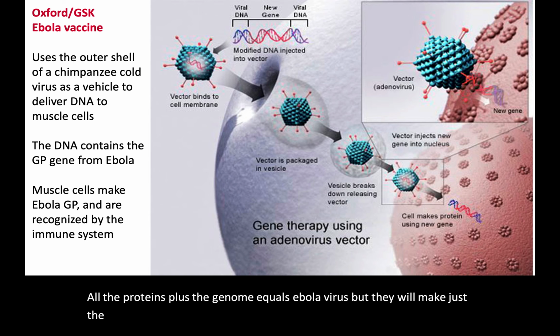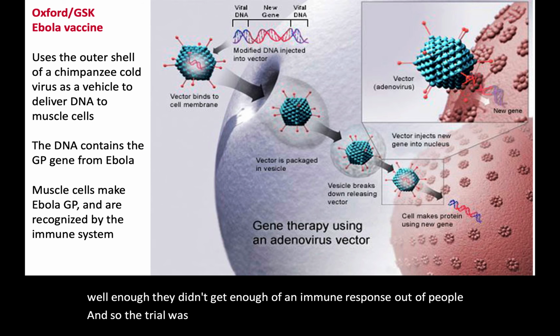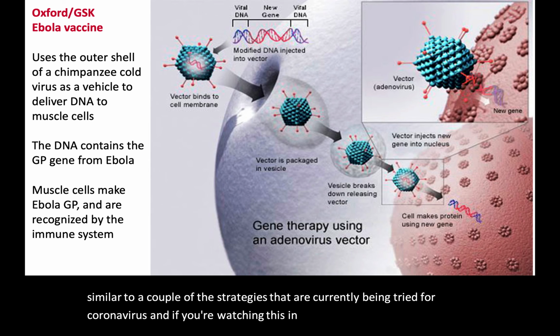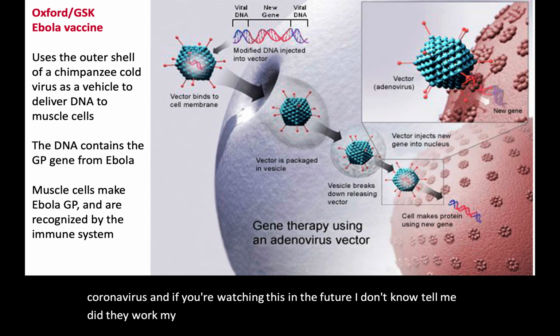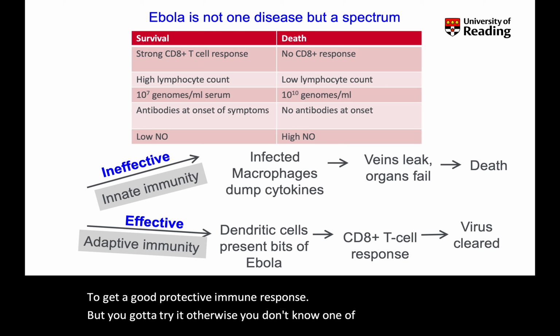And so they tried this out, and it turns out it didn't work well enough. They didn't get enough of an immune response out of people, and so the trial was discontinued. It was not successful. And this is very similar to a couple of the strategies that are currently being tried for coronavirus. And if you're watching this in the future, I don't know, tell me, did they work? My money is on DNA vaccination being not quite strong enough to get a good protective immune response. But you've got to try it. Otherwise, you don't know. One of these days, it's going to work.